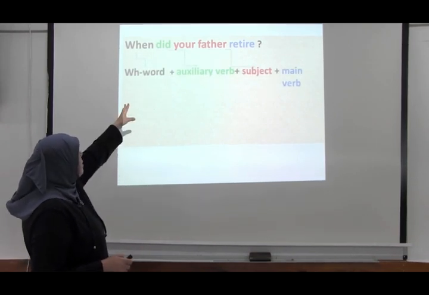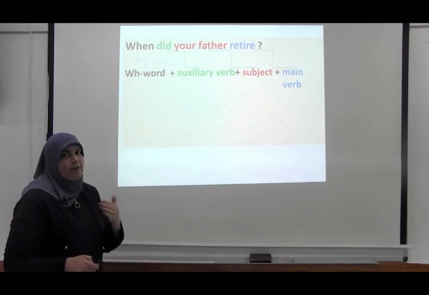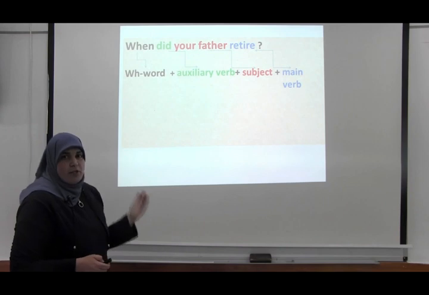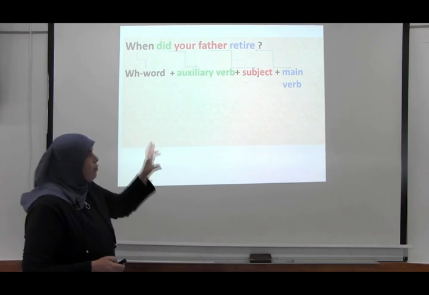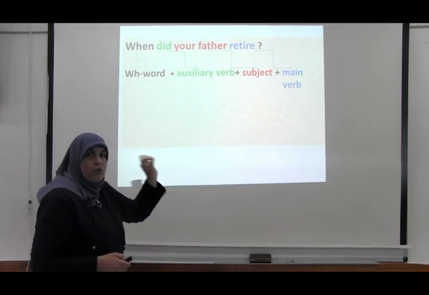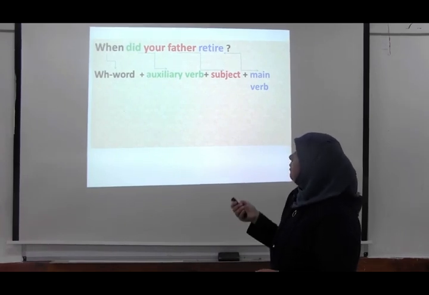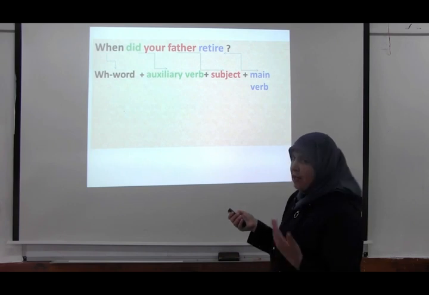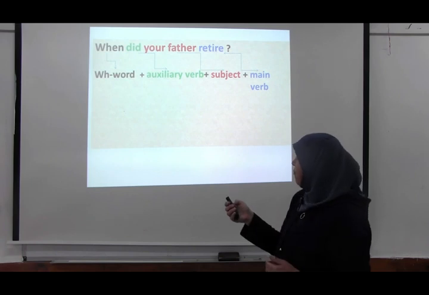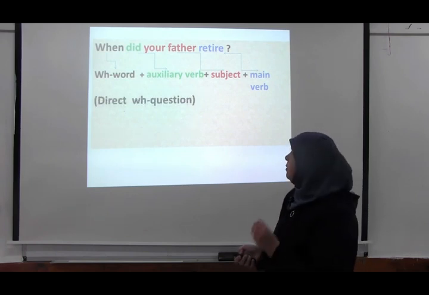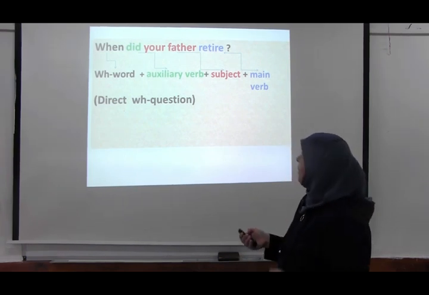Look here. When is the WH word, and did here is an auxiliary verb or helping verb. Your father is the subject of this question, and retire is the main verb. So this is how this WH question is formed. This is called a direct WH question. Remember, it is called a direct WH question.